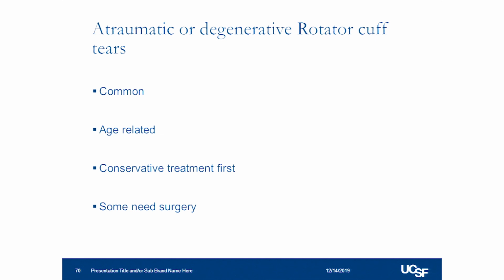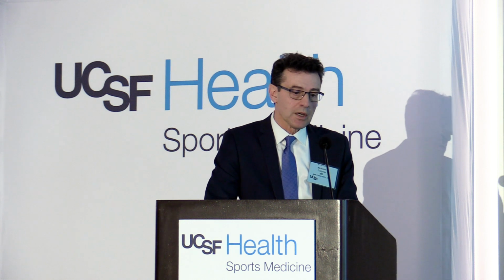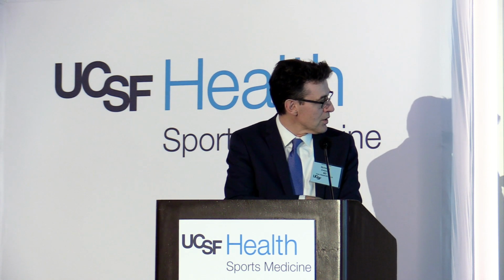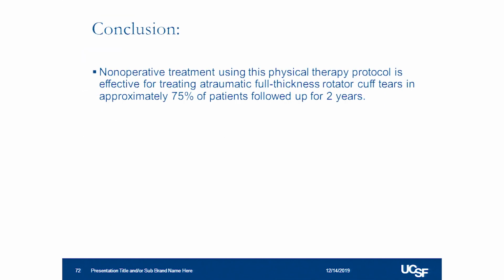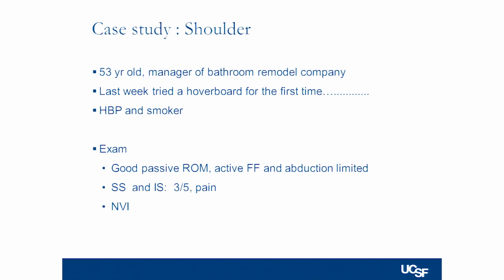And these atraumatic degenerative rotator cuff tears really are sort of a mainstay of what we see in our offices. And I think that we really just want to say conservative treatment first for sure. Some of them will end up needing surgery, but certainly not the majority. There have been plenty of studies that show that physical therapy is very effective for this. 75% or so of patients will do as well with physical therapy as they do with surgery. So certainly want to consider conservative management for these sort of degenerative, non-traumatic type tears.